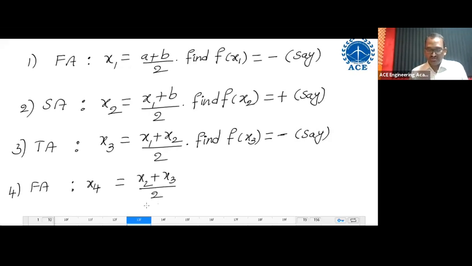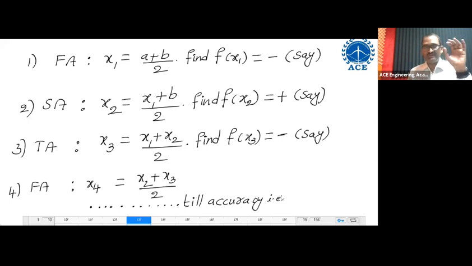So we need to proceed in this manner. We need to continue so on. We need to repeat this procedure again and again until we get an accurate answer. Till accuracy. What do you mean by till accuracy?